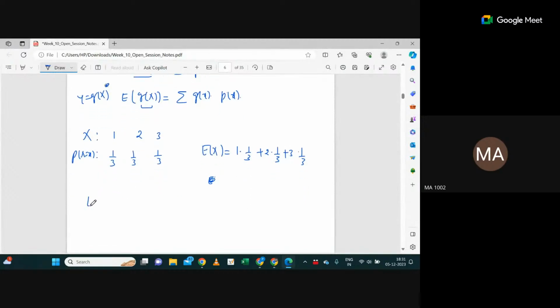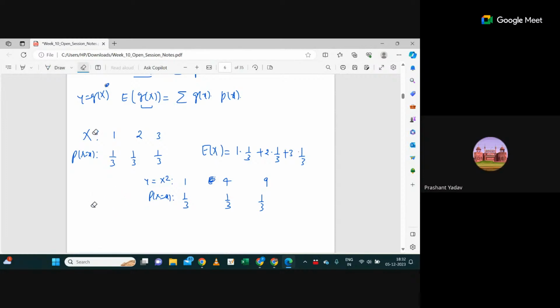What about the expected value of x square? How will you find it? What does x square represent? This is nothing but a function of your random variable. First of all, I have to find x square. Let's say I represent it as y. It will take the values 1, 4, and 9. The probabilities will be 1/3, 1/3, 1/3.